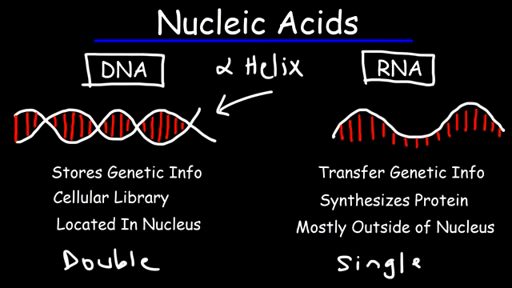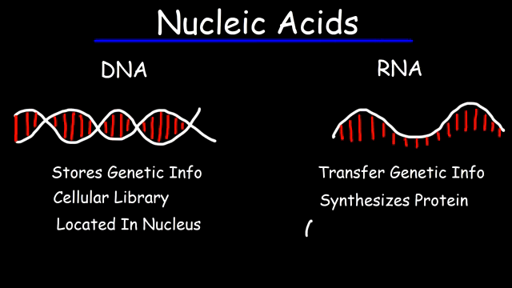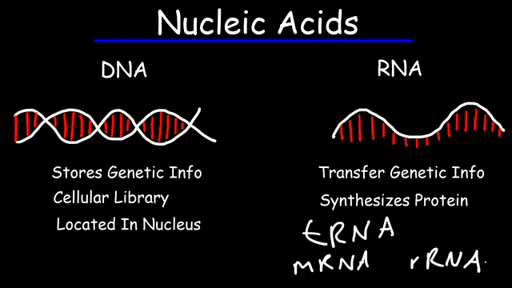There are different types of RNA. You have ribosomal RNA, transfer RNA, and messenger RNA. So if you see tRNA, that's transfer RNA. If you see mRNA, that's messenger RNA. And then rRNA is ribosomal RNA.